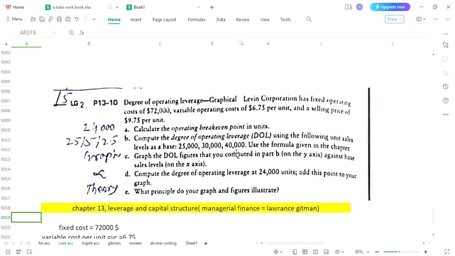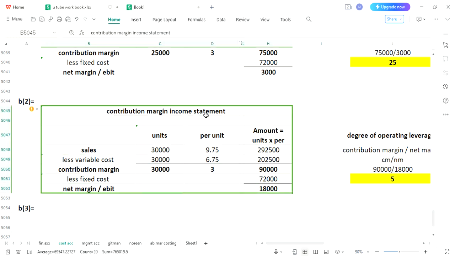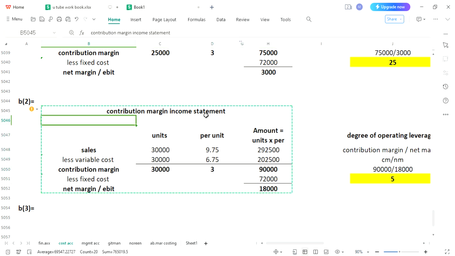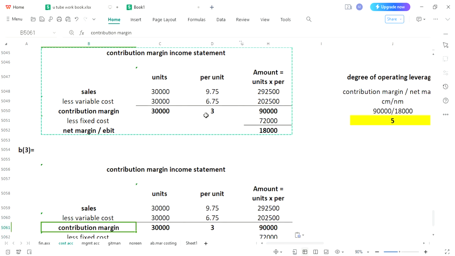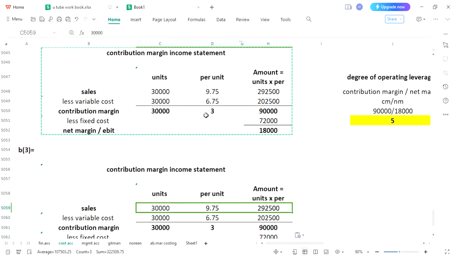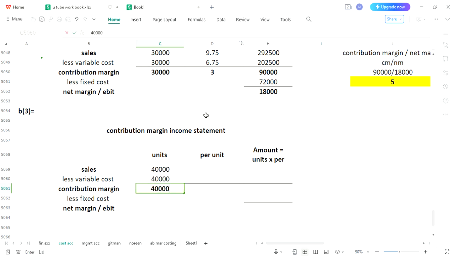Now we will calculate degree of operating leverage for 40,000 units, for which we will reuse these headings again and use them to calculate contribution margin for the next number of units, and that is 40,000. As usual, the number of units sold would be equal to the number of units of variable cost and units of contribution margin, because an income statement will not have a different number of units for sale and variable cost. It would always be the same.